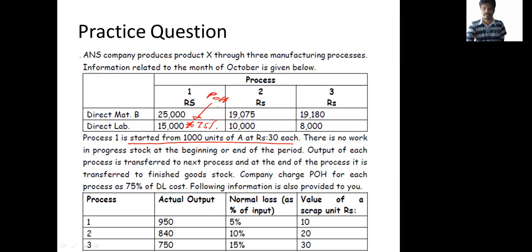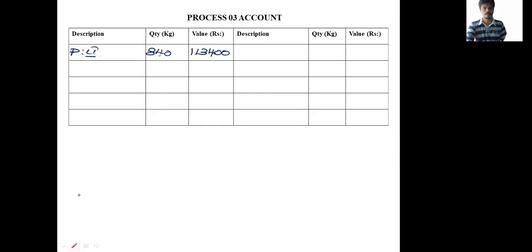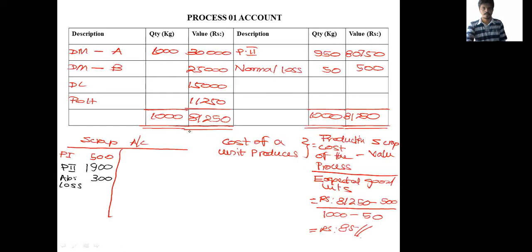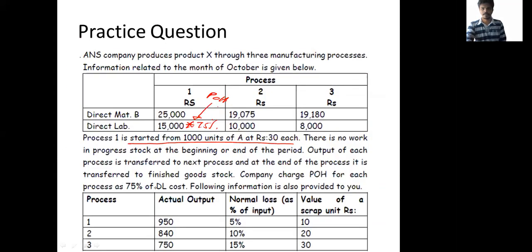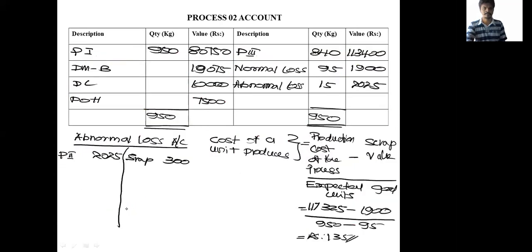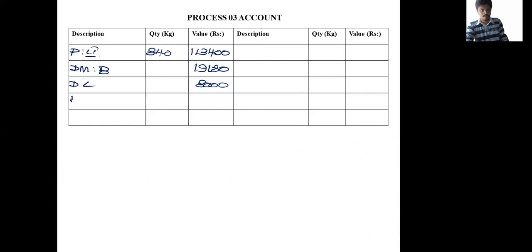Then direct material B, we are adding 19,180. Direct labor 8,000. Production overhead is 75% of direct labor. Production overheads: 8,000 into 75%, that means 6,000.